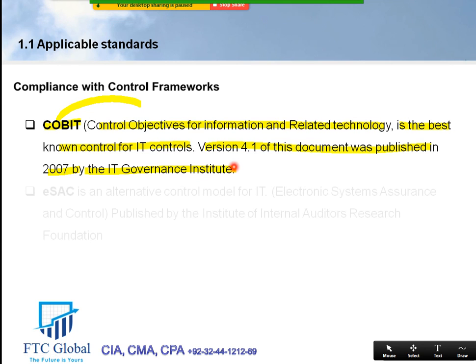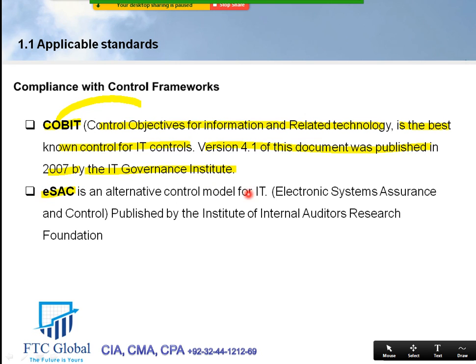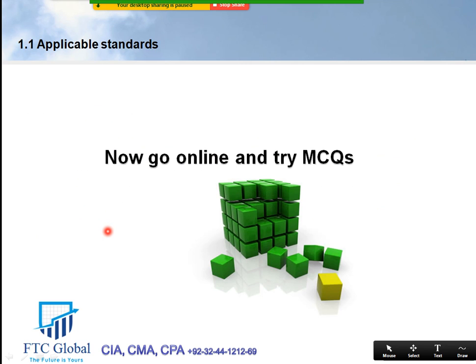The last, 5th one is eSAC. eSAC is an alternative control model for IT. It stands for Electronic Systems Assurance and Control. So all these 5 frameworks are for controls, comprehensive controls, whether system based or people based. And the last one was published by the Institute of Internal Auditors Research Foundation, the institute we are a part of.